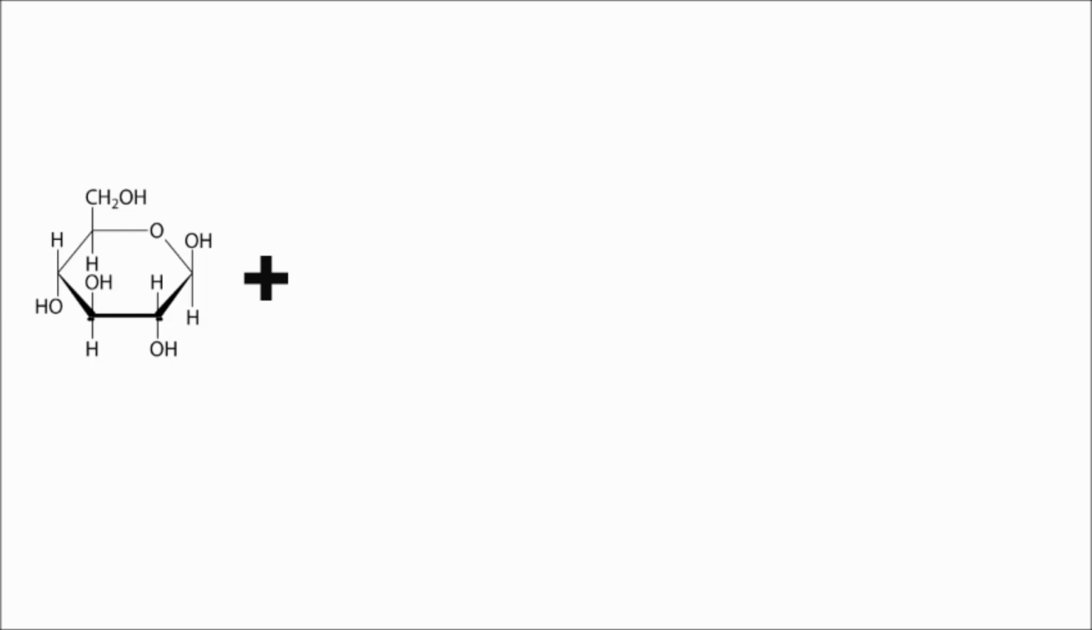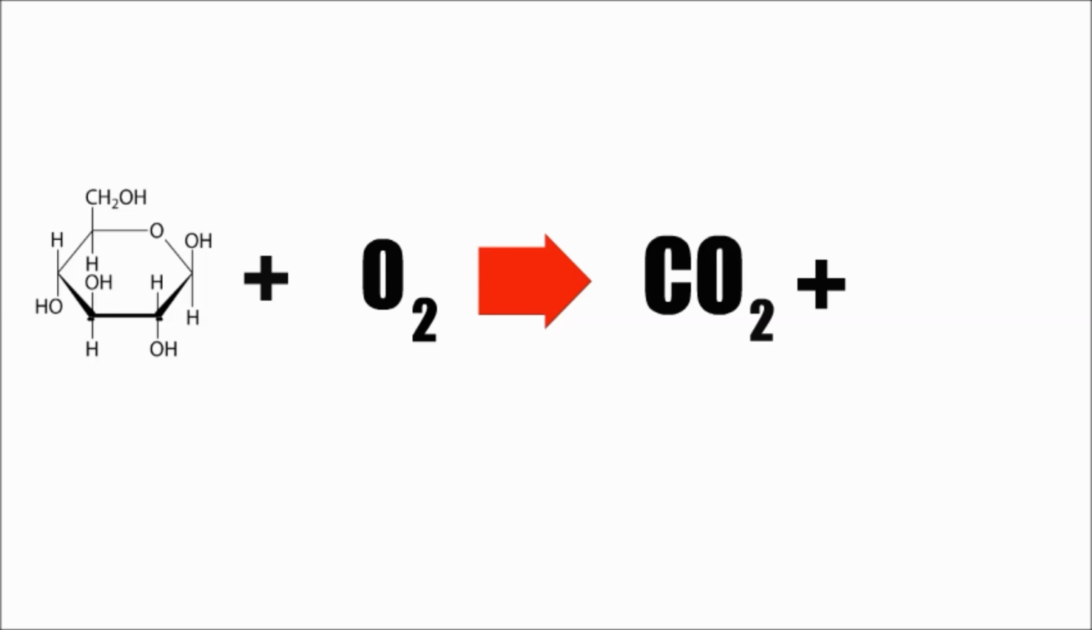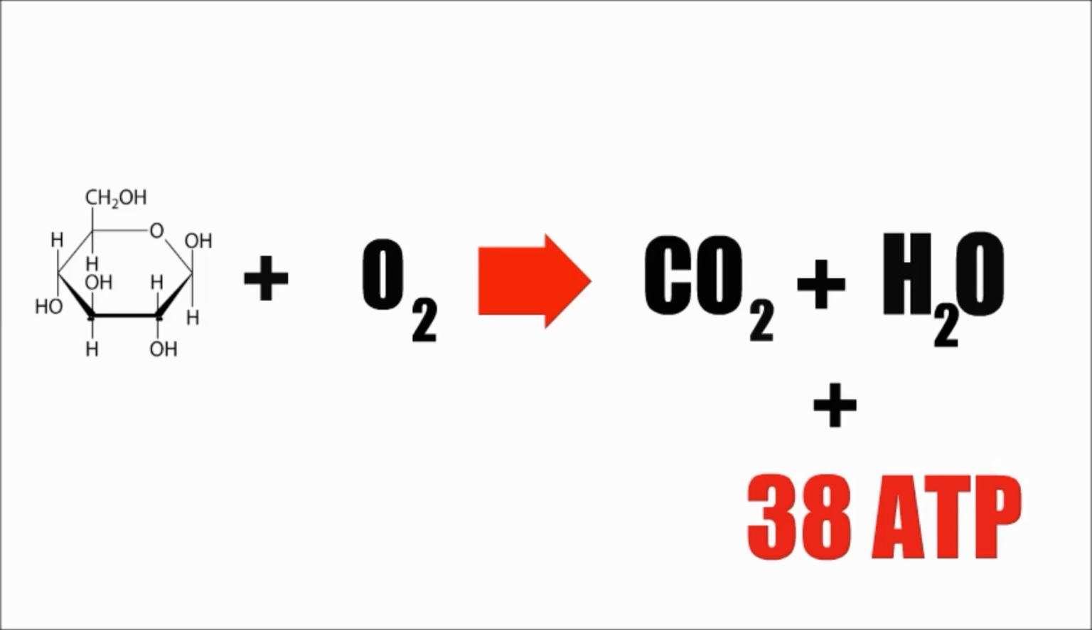The final reaction is as follows. Glucose plus O2 yields CO2 plus H2O, and, let's not forget, 38 ATP. So that's cellular respiration.